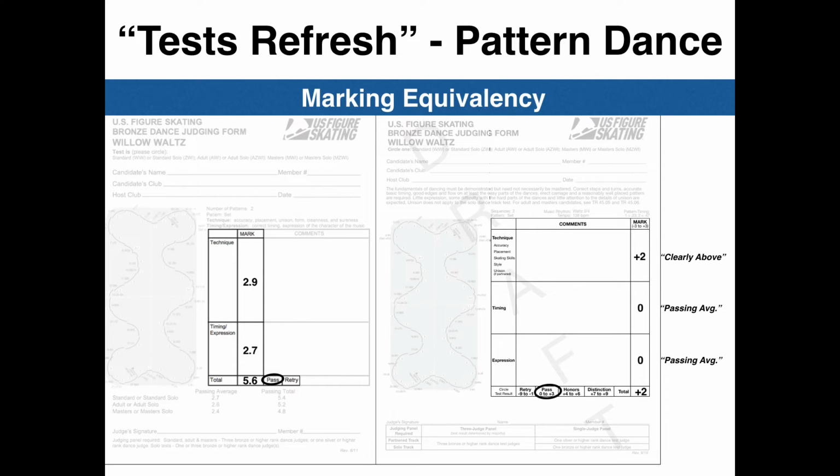On the left, marking on the 6.0 scale, 2/10 up, technique, 2.9. And on the right, marking on the -3 to +3 scale, technique, +2, clearly above. On the left, timing expression, 2.7. On the right, timing, 0, passing average, expression, 0, passing average. The total on the left, 5.6, pass. The total on the right, +2, pass.